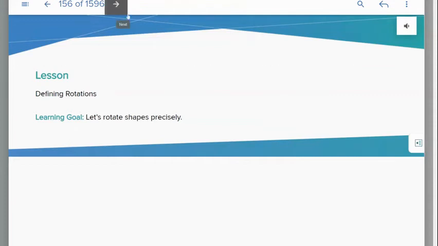Hi there. So this is Unit 1, Lesson 14, Defining Rotations. Our learning goal is let's rotate shapes precisely.